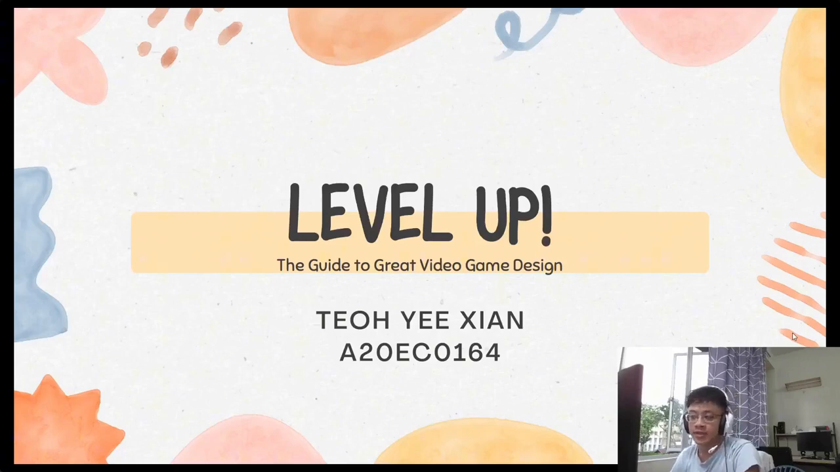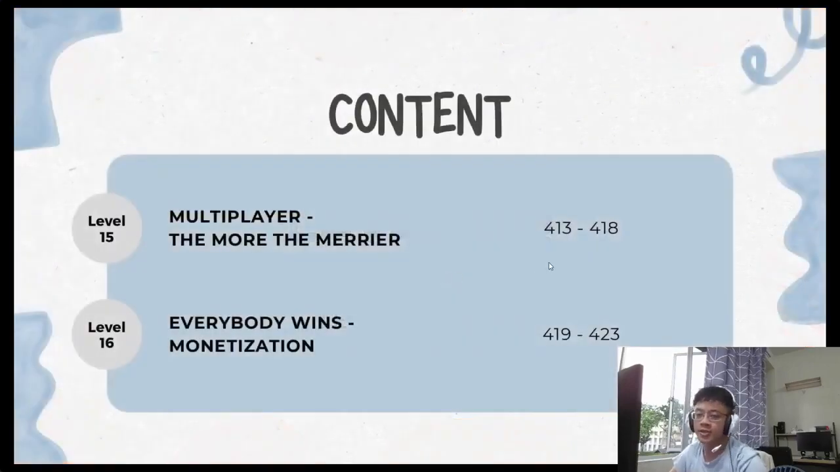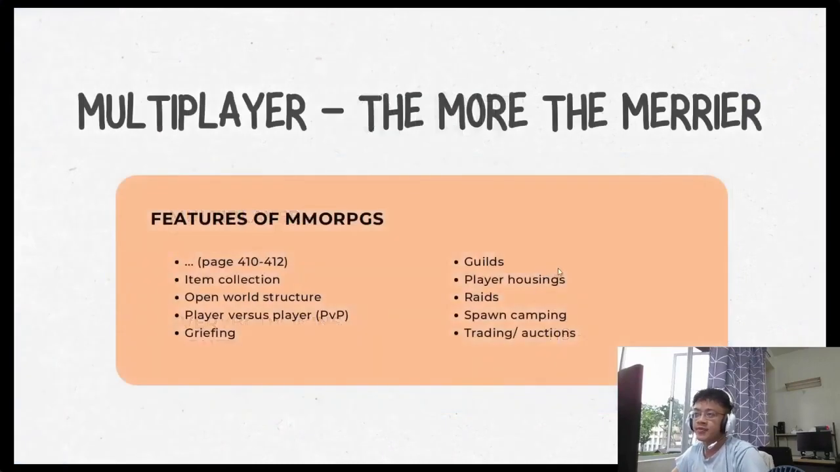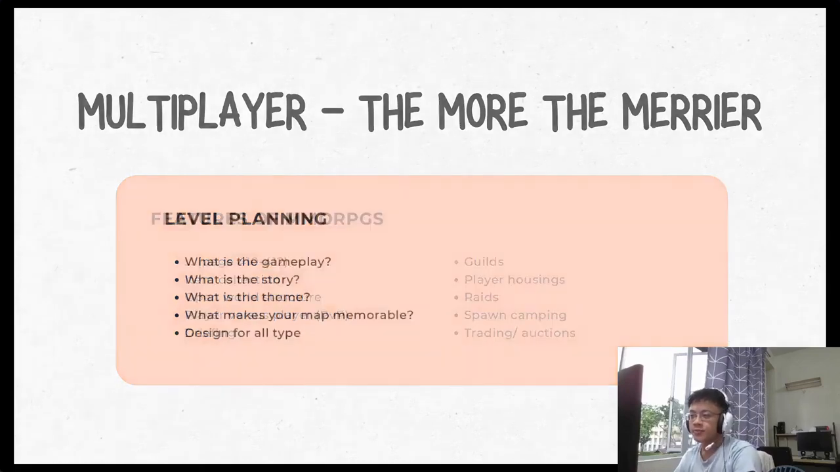This video is about the summarization of 10 pages selected for me from the Level Up book. So the content consists of the multiplayer as well as the monetization. For the multiplayer, the features of MMORPG is that it should have the item collection, open world structure, PvP, griefing, guilds, player housing, raids, spawn camping as well as the trading or auctions.